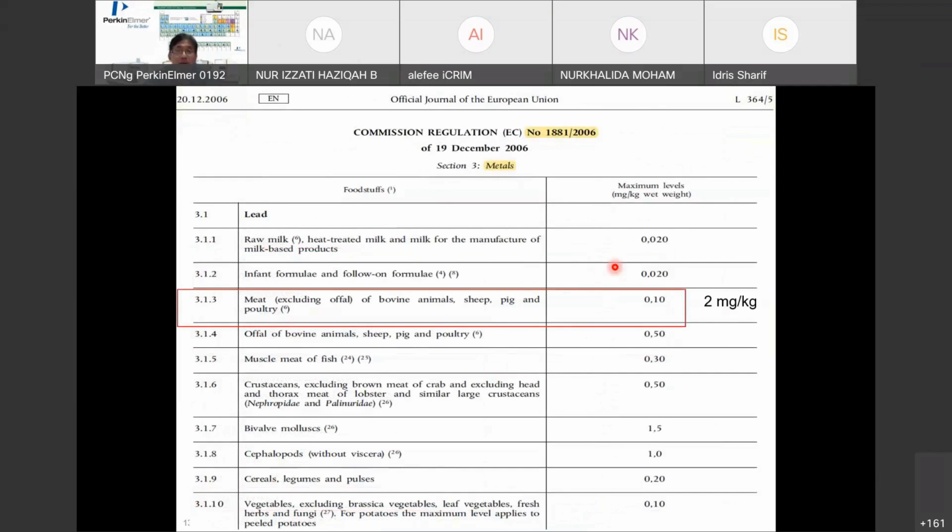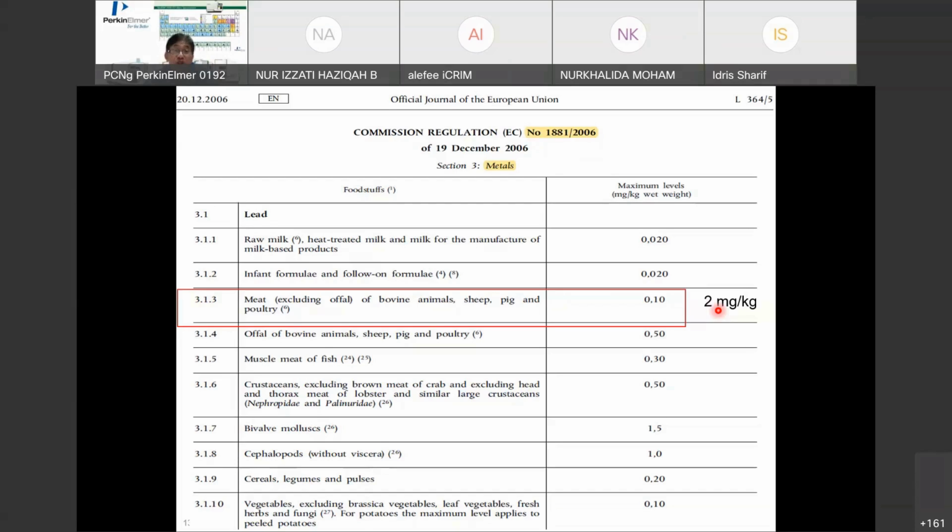Now we move from the Malaysia Act to the European Food Act. For meat, they are talking about 0.1 ppm. Malaysia is 2 ppm. It means that European is 20 times lower than Malaysia. So we can see that food safety limits are going lower and lower. So let's say now ICP-OES with 10 times dilution can do it. In future, if the Malaysia Food Act is amended to go lower, ICP-OES just maybe can't meet the level.